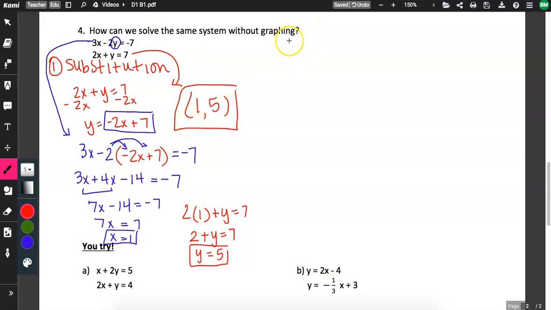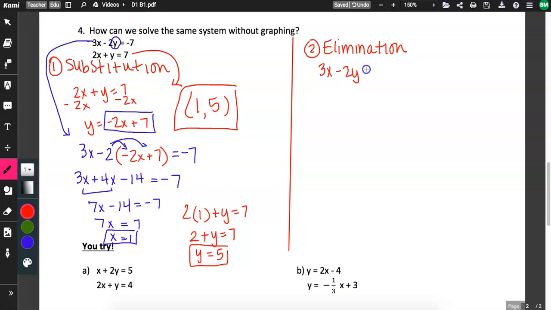Let's look at the second method. So that was substitution. Method number 2, elimination. This is the method I think most people prefer, and you'll probably use this one the most throughout this geometry unit. So what I'm going to do, let me rewrite the two equations.